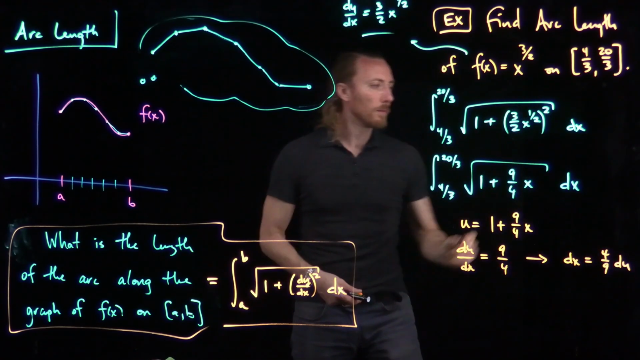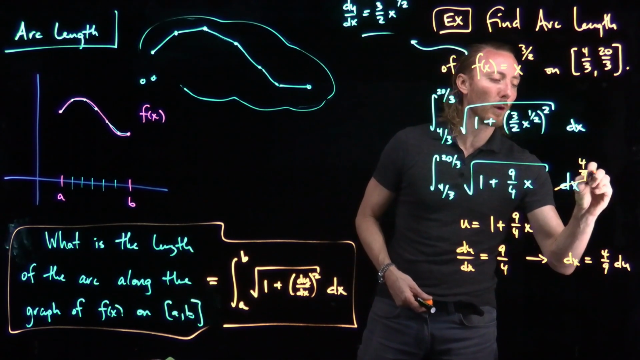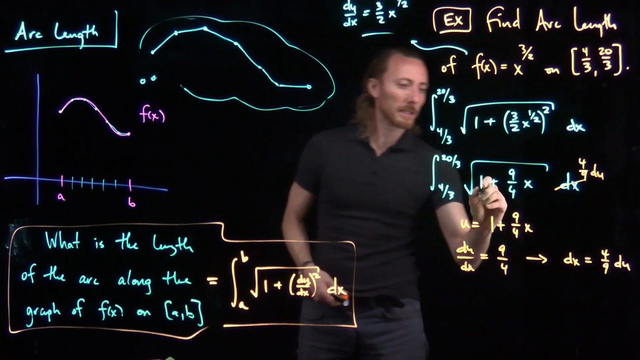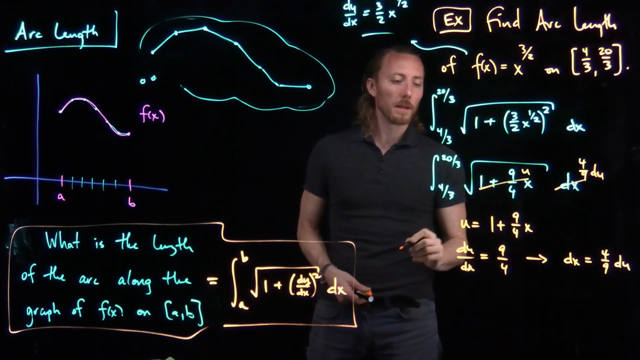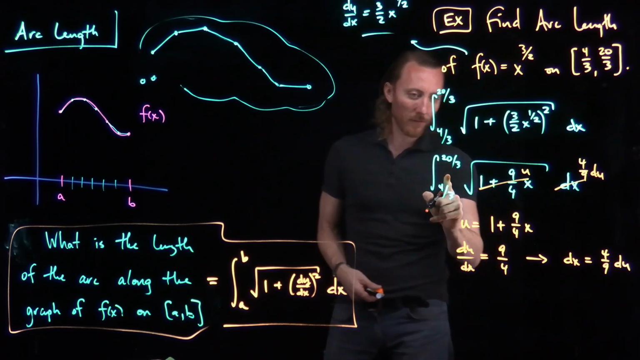And so what are we going to do? We're going to take the dx and replace it with 4/9 du, and we're going to take what's inside our square root and write it as u. Now, we've got to be conscientious, because we're using a definite integral here.